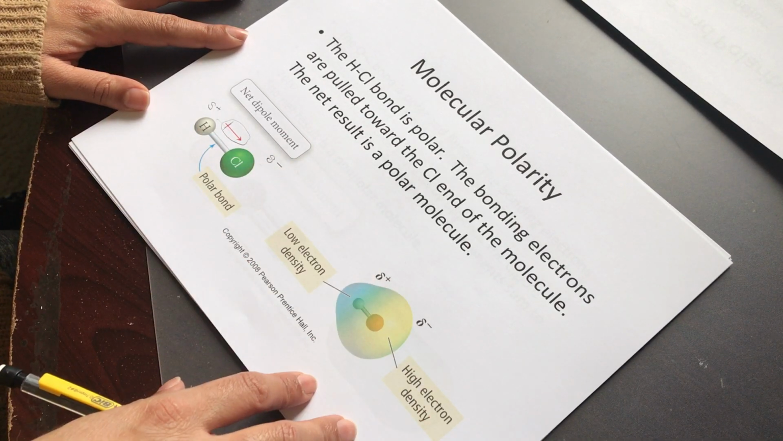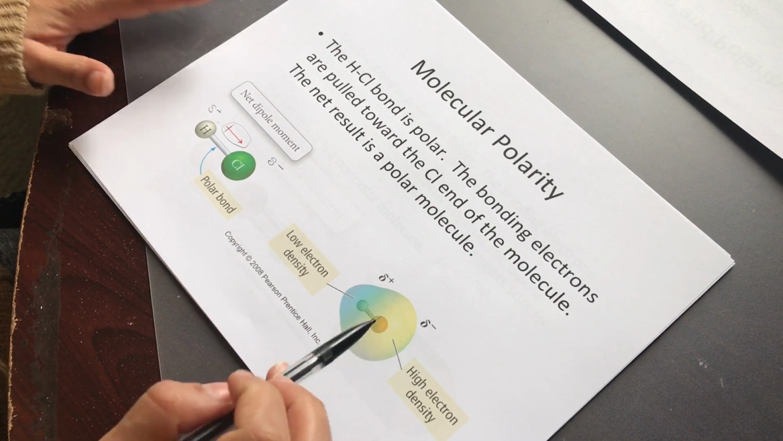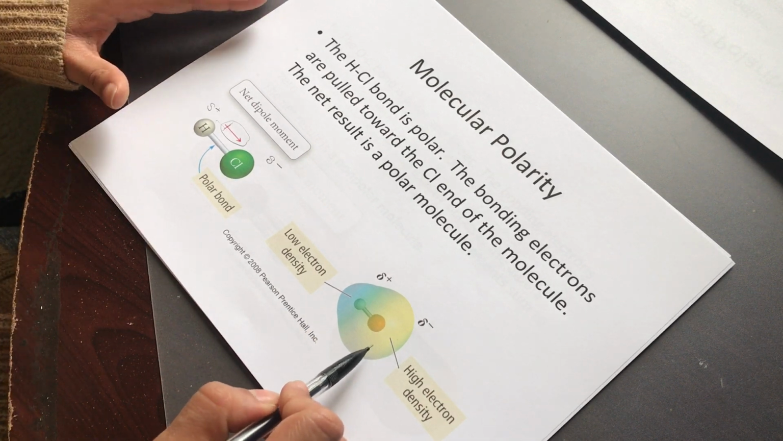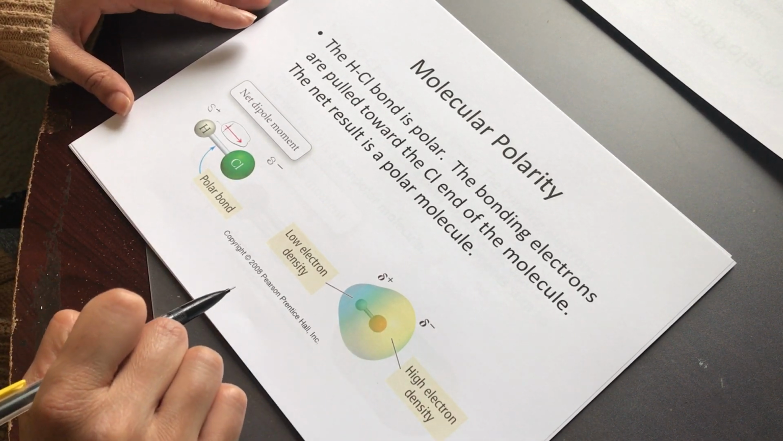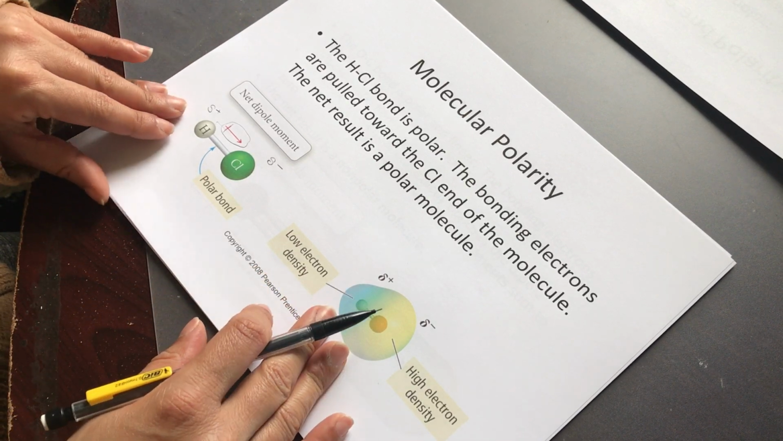Now, if we show this in terms of electron density, note how this region where the chlorine is, is a lot more yellow and a lot bigger. That's because the electron density is a lot higher since it's pulling more of the electron density to itself compared to hydrogen having a lower electron density.